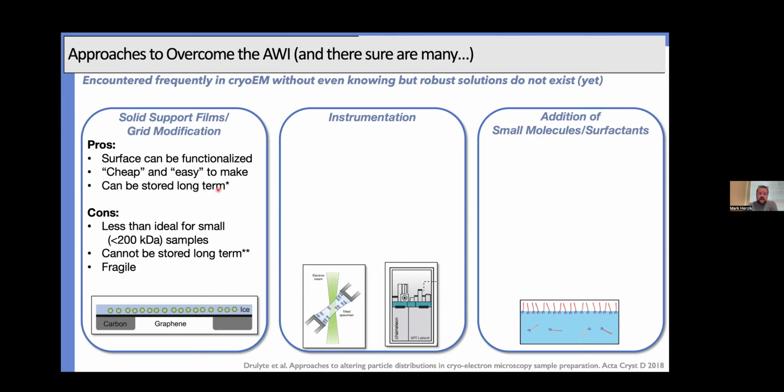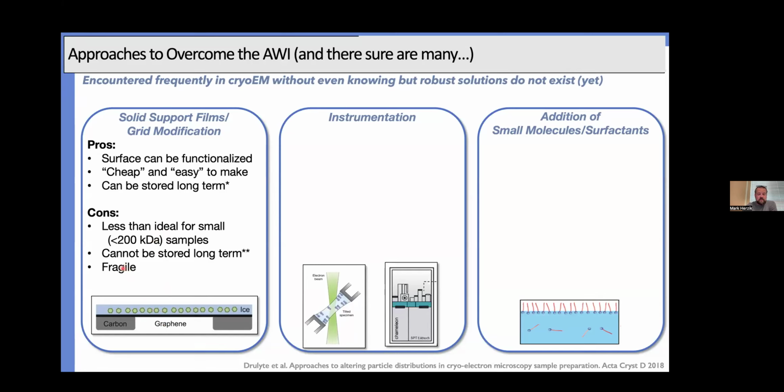The caveat here is if you store them in a plastic grid box or a plastic box for long term, the off-gassing of the plastic will actually stick to the surface that you've now functionalized, and it'll ruin the chemistry effectively. Now, previously, the cons associated with this, especially for amorphous carbon, was that they're not great for small samples. You're scattering through something, you decrease your signal to noise ratio. And so, a lot of times, if you had a small sample, and I say small, less than 200 kilodalton, and you had preferred orientation, amorphous carbon was more or less off the table. Now, with graphene technology, that's no longer the case, and it works great.